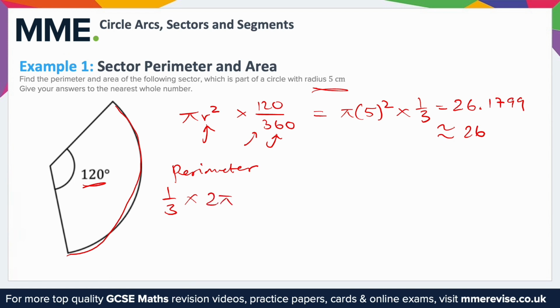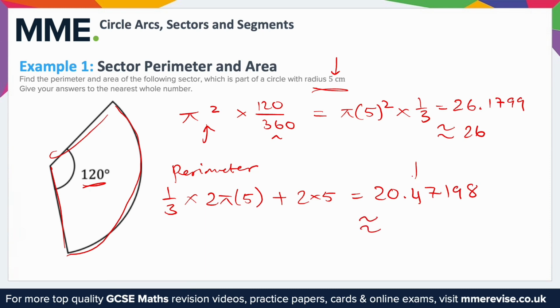So 2 pi, r is 5 again, plus these two lengths here, which are both radii, so plus 2 lots of 5. Sticking this into a calculator will give you 20.47198 to 5 decimal places roughly. But again, we only want it to the nearest whole number. So we'll have a look at this. It's a 4, so it rounds down, so 20.